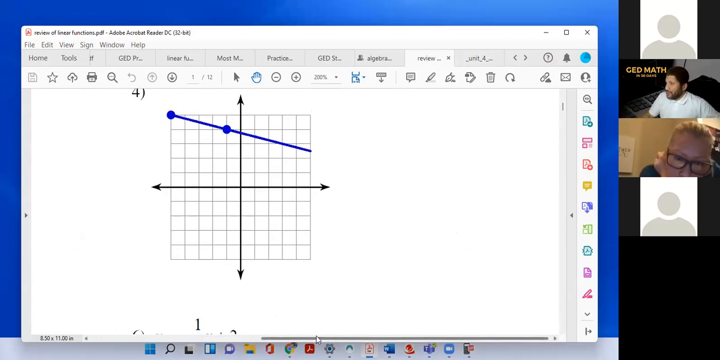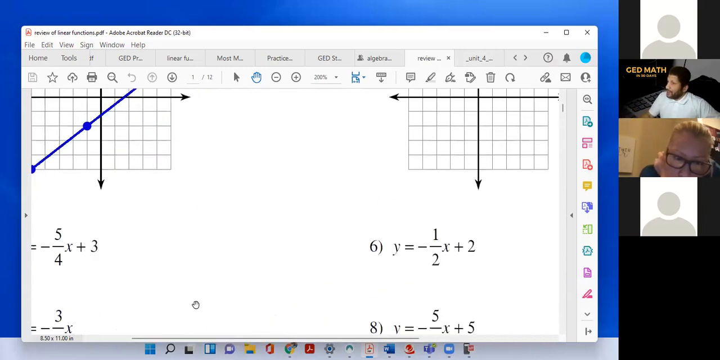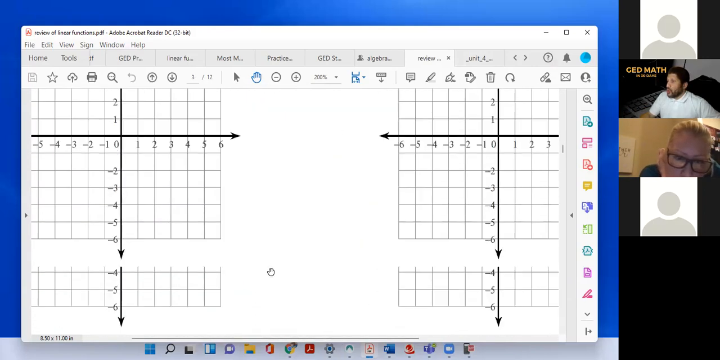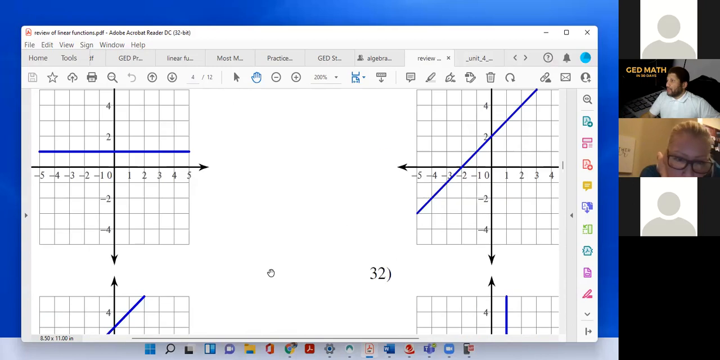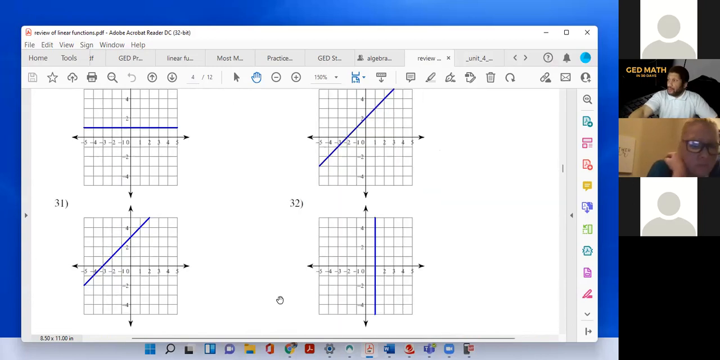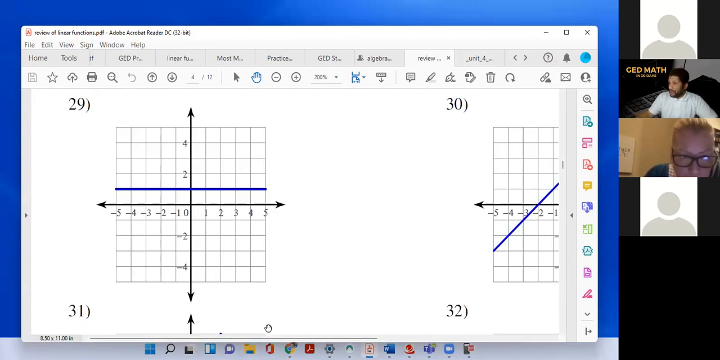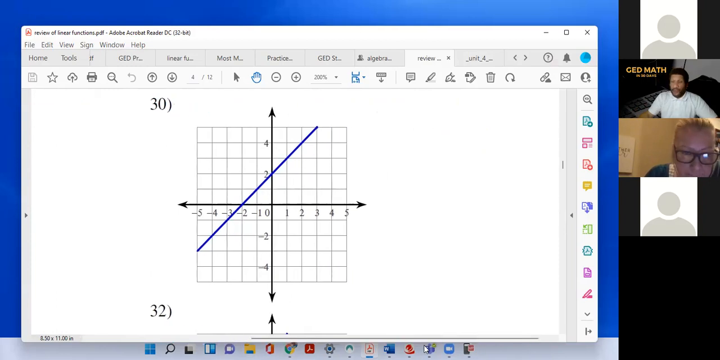I don't like this problem. No, we're not going to use that one. We're not going to use that one either. Let me find another one. Hopefully they have another one. Come on. There we go. Let's look at number 30. Can everybody see number 30? Let me make it a little bigger. Can everybody see number 30?